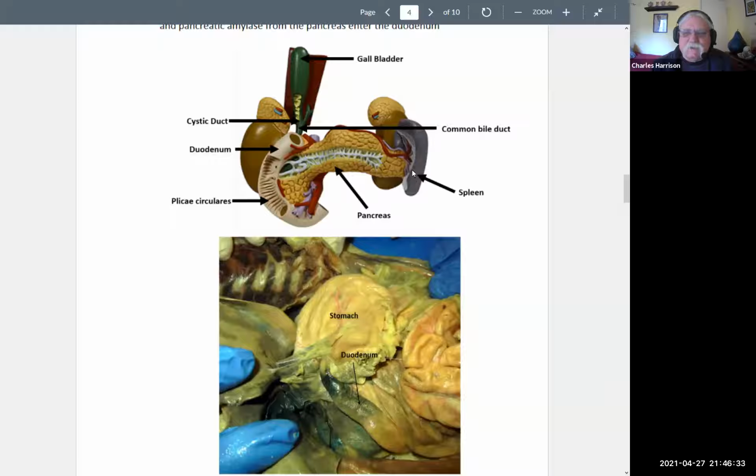Spleen is shown over here, and pancreas here. Pancreas is a very thin organ.